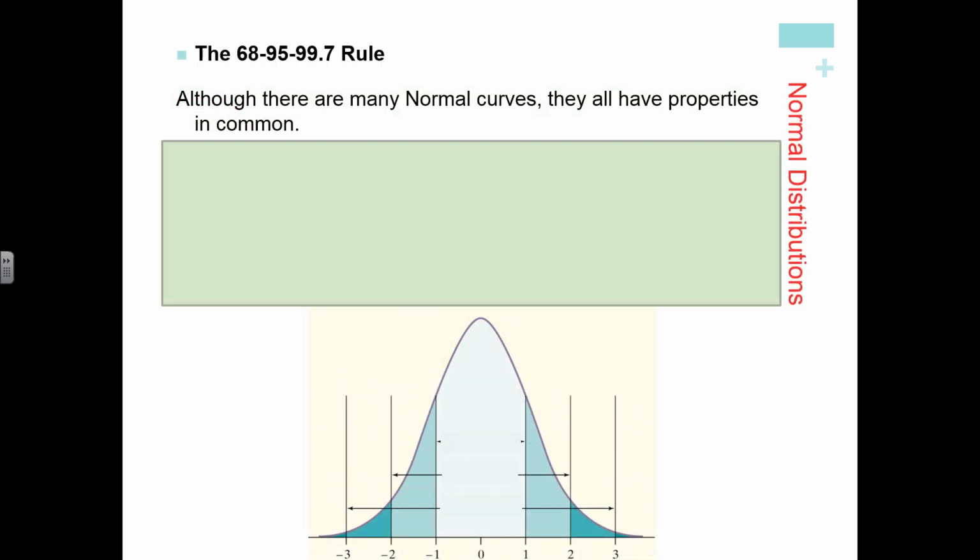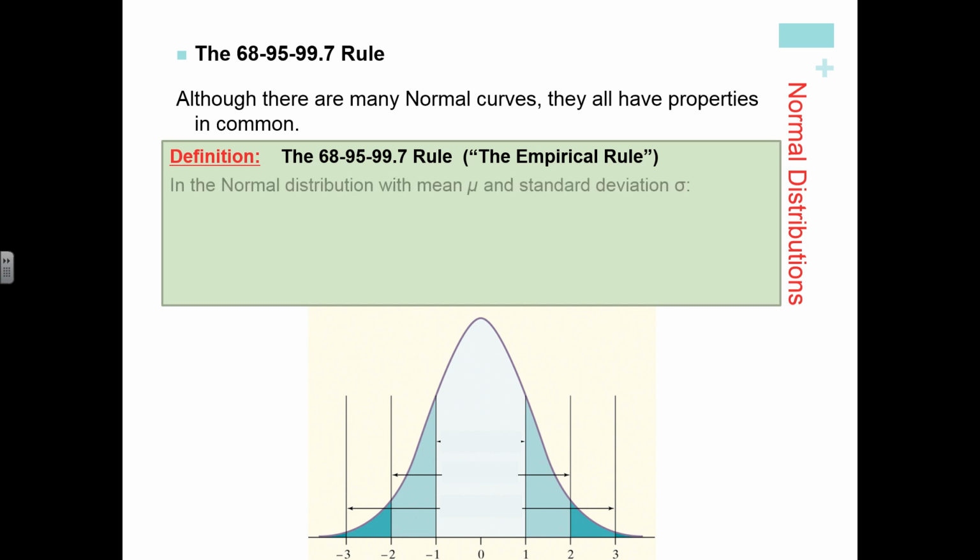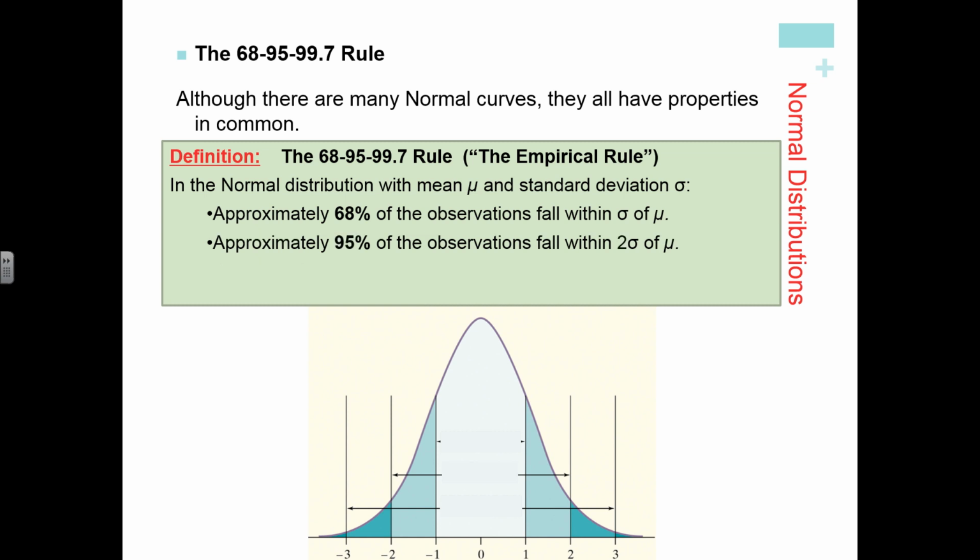We have something called the empirical rule, the 68-95-99.7 rule. I'm sure you've probably heard this before, but basically what it's saying is that approximately 68% of your observations fall within one standard deviation of the mean, 95% of your observations fall within two standard deviations of the mean, and 99.7% of your observations fall within three standard deviations of the mean.